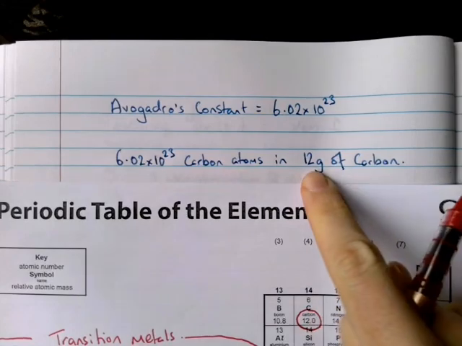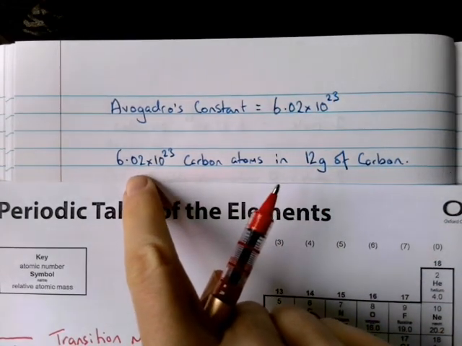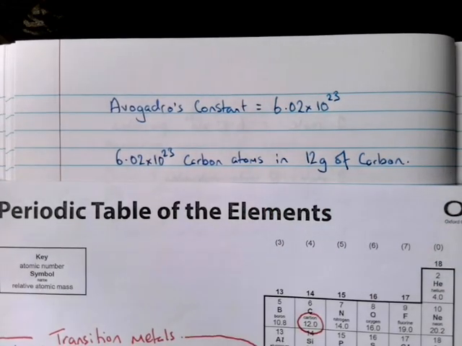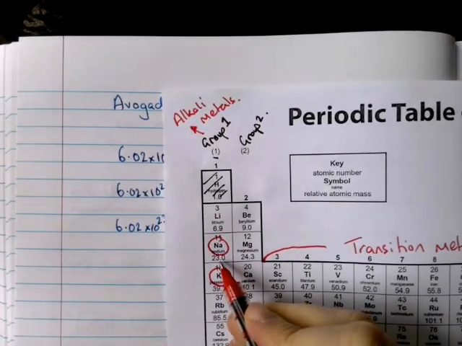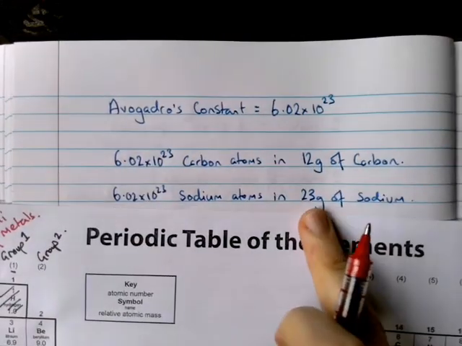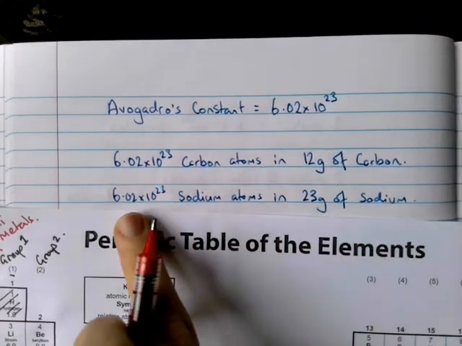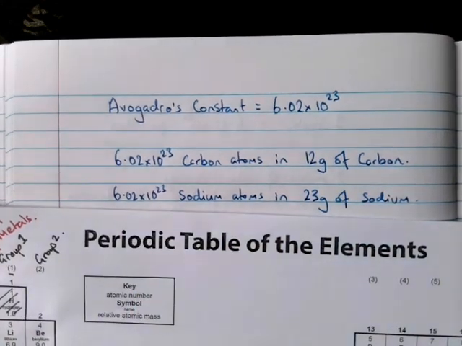And in 12 grams of carbon, I have 1 mole of atoms. The relative atomic mass of sodium is 23, and in 23 grams of sodium, I have 1 mole of sodium atoms.